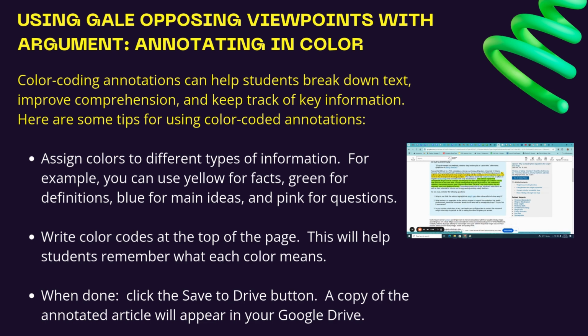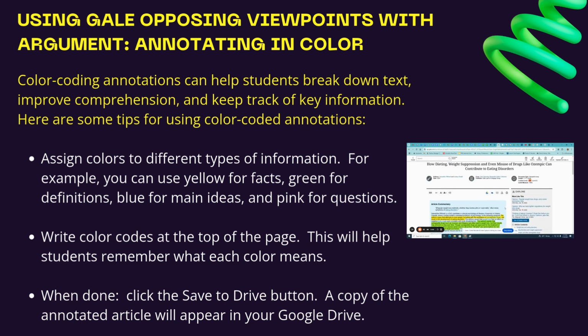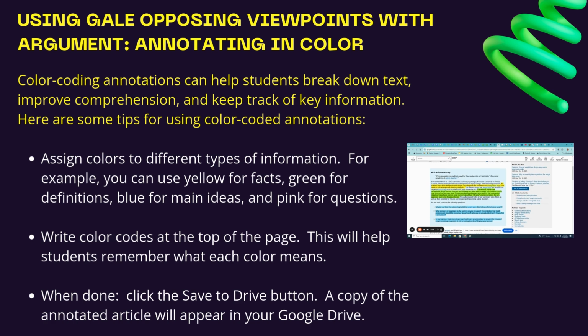And then some questions to ponder. So my wonder statements are right here. And I'm going to highlight those in blue and hit save. And now the article is highlighted for me. And that's something that I think is pretty cool. We can color code our highlighting within the Gale database, which this one happens to be Opposing Viewpoints.